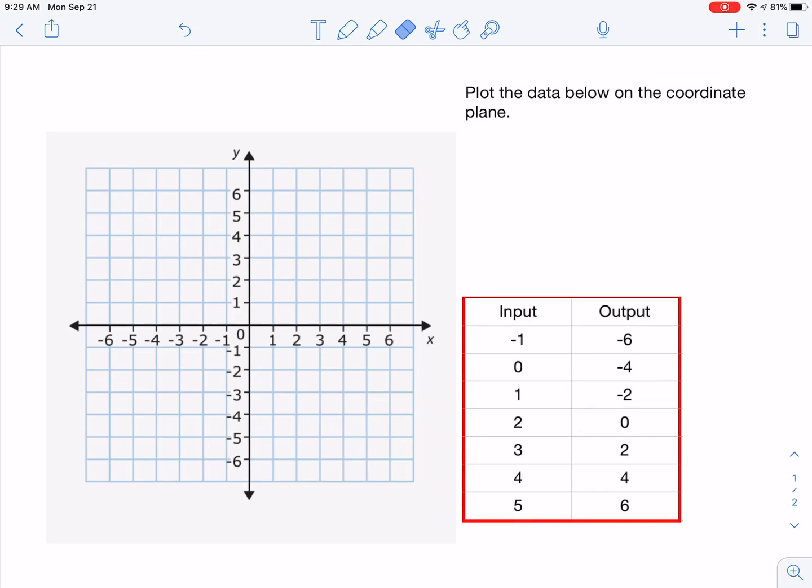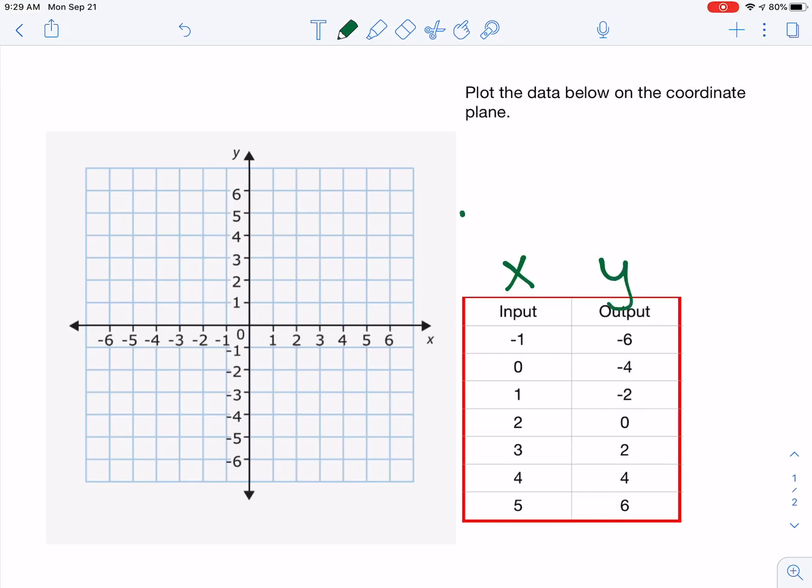Hello, today we are going to talk about plotting points in a coordinate plane using a data table. So I have a data table here. It has my input and output values, and then I have a coordinate plane. Your input values are going to be the x values of your points. The output is going to be your y values.